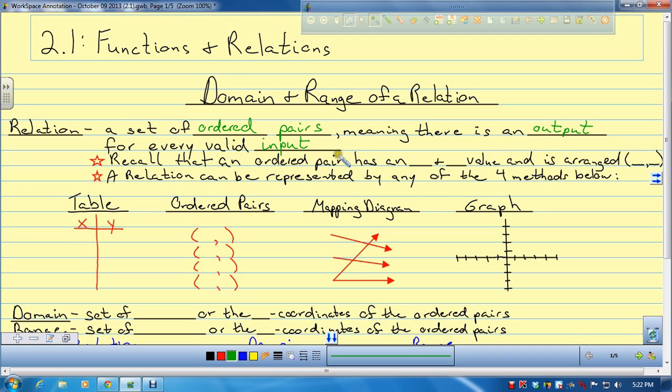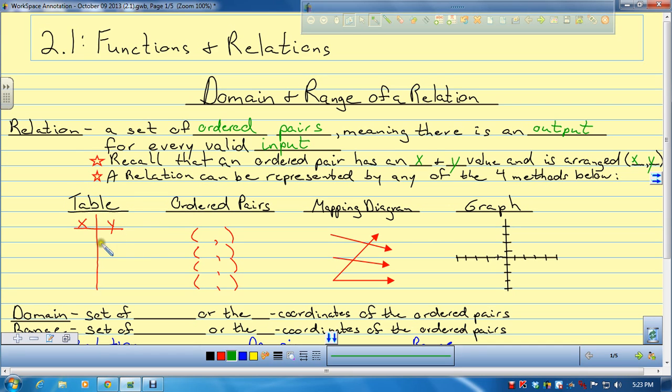I need you to recall about these ordered pairs. Remember that an ordered pair has an x and a y value, and it's arranged. I'm going to let you think on your own here for just a second which one comes first. Hopefully you recall that it is in that order, x, y. Now a relation can be represented by any of these four methods, okay? And that's what we'll see throughout this lesson.